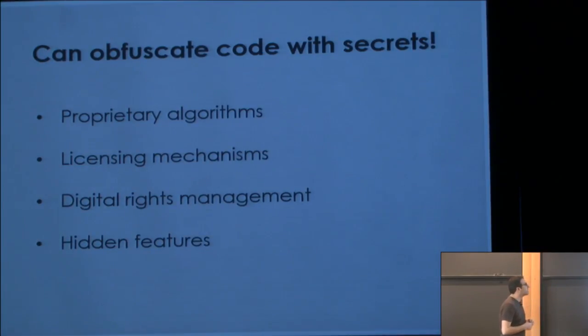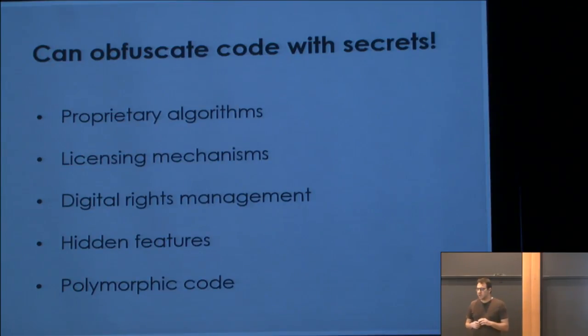Hidden features. You can use obfuscation to create software that contains hidden features that only certain authorized users can access. And finally, one of the more common applications of obfuscation is to create what we call polymorphic code. So here, the secret is just the code itself. You want to create code that is hard to recognize or hard to sign. And as you can imagine, this is something that we often see in the context of malicious software that wants to avoid detection.